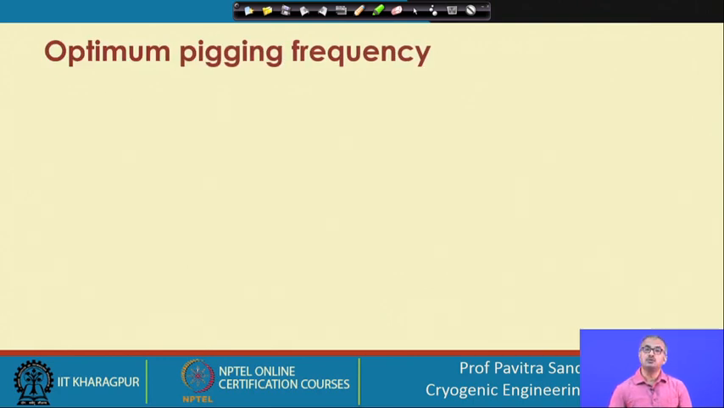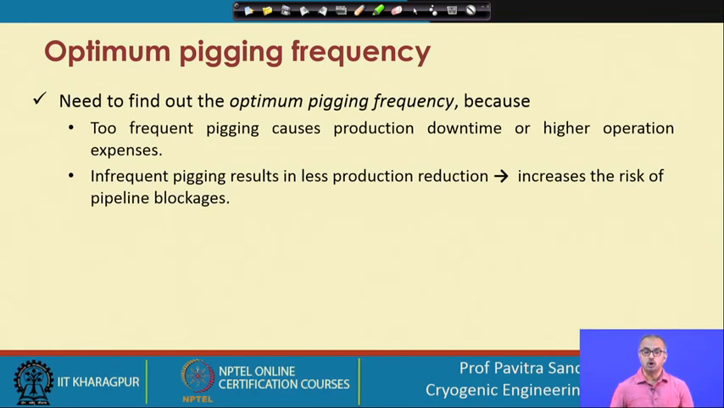And then to know what is the optimum pigging frequency. See, pigs are not always there in the pipeline. They come only when we need to do some kind of maintenance operation. So it is important for us to know how frequently we need to perform the pigging action. That means the frequency of the pigging.